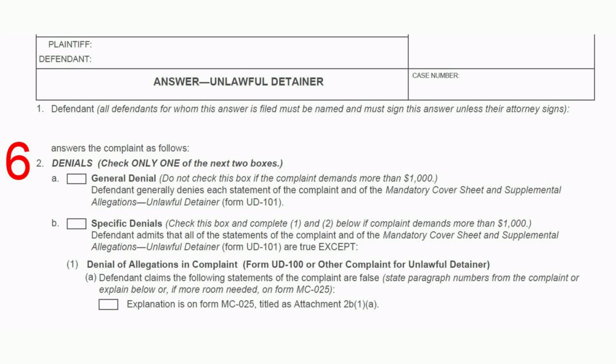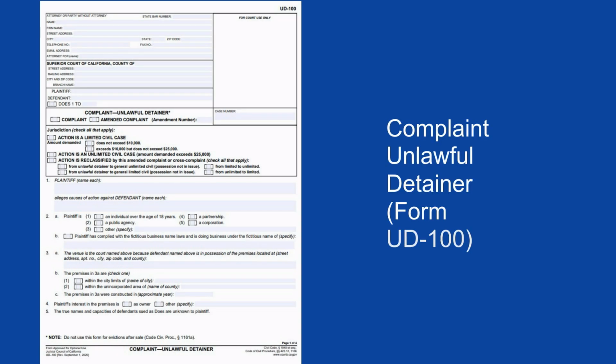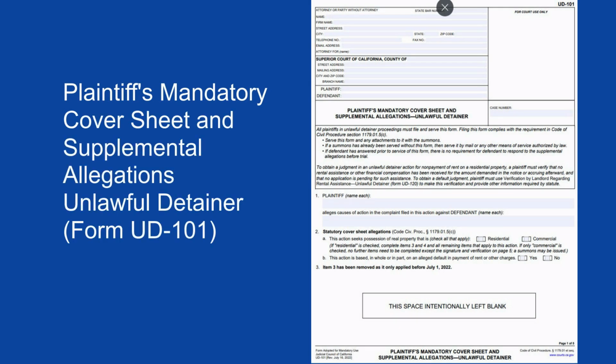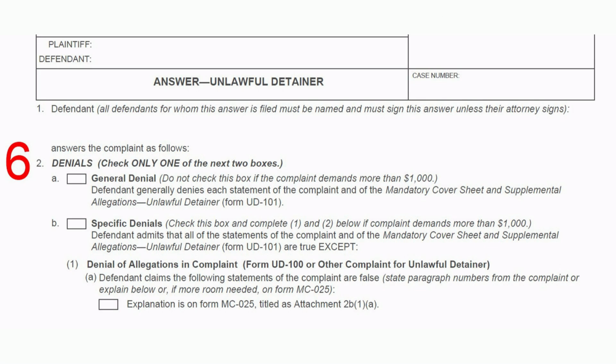The denial section. The plaintiff must show that they have taken all steps required to be able to start the eviction case against you. Information regarding those steps is recited in the complaint, Form UD 100, and mandatory cover sheet and supplemental allegations, unlawful detainer, Form UD 101. If you disagree with something the plaintiff wrote in the forms, you must state them in your answer.